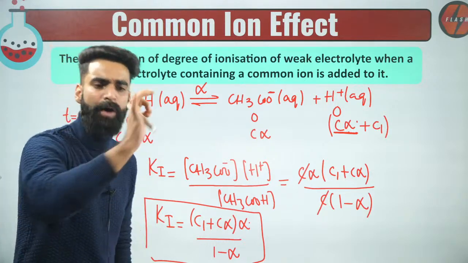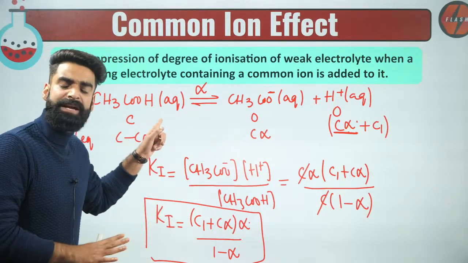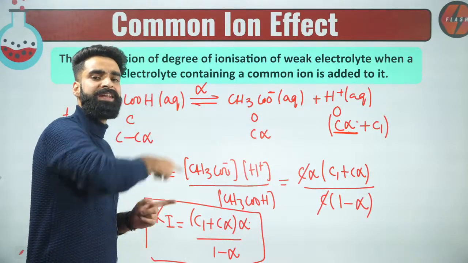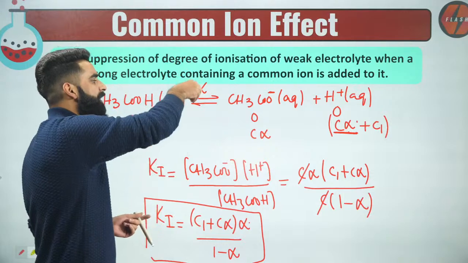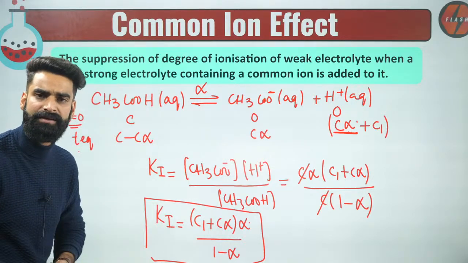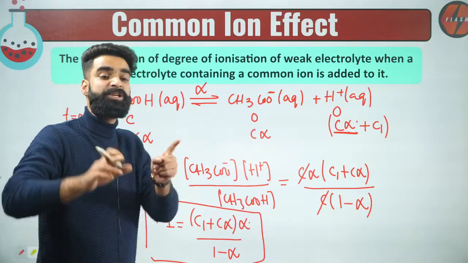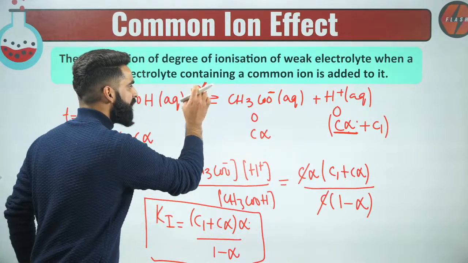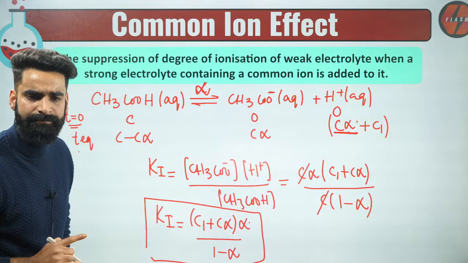Now, guys, understand one more thing. First of all, this was a weak electrolyte, so its alpha value was less than 1. Now, after adding the strong electrolyte having a common ion, can I say the alpha value would have further decreased? The alpha value for this weak electrolyte would have got further suppressed due to the common ion effect. If I'm assuming this alpha value is far less than 1, less than 0.05, which I told in the last session as well, then this alpha value would have been further reduced on adding the strong electrolyte containing the common ion.